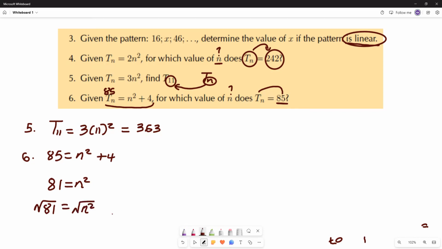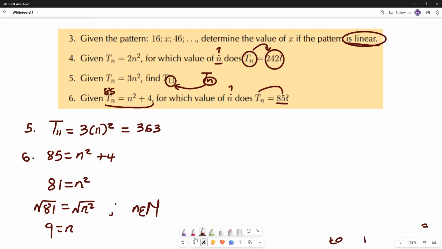N squared. And then here you always have to show that n is an element of the natural numbers. You are giving us the reason why you are not plus minus. And remember, when you square root, you need to use plus minus, unless you have a reason not to do so. So n will be 9, which means the 9th term will give you the value of 81.